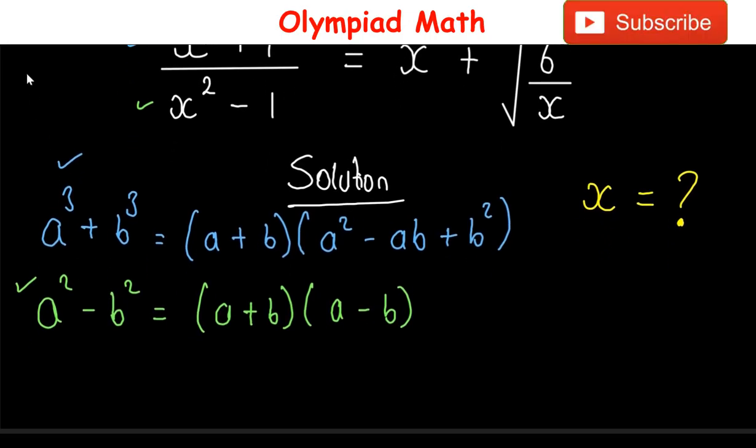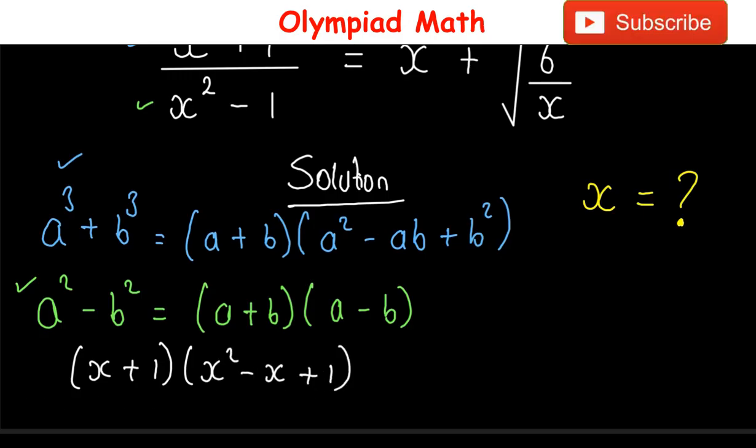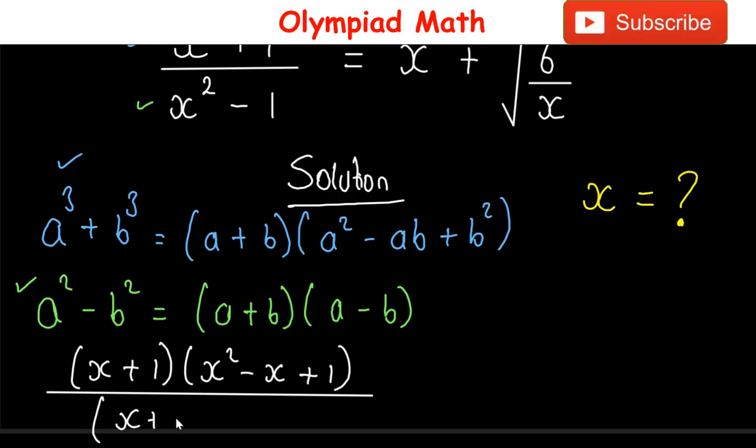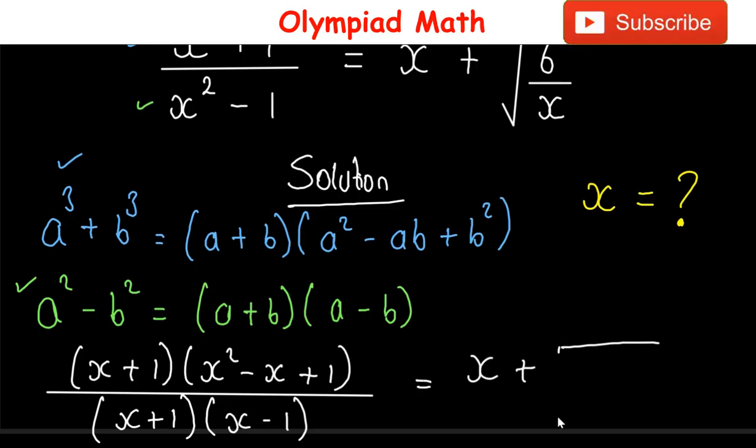So for x^3 + 1, it becomes in brackets (x + 1) into brackets (x^2 - x + 1). Then this is divided by, so for x^2 - 1, this becomes in brackets (x + 1) multiplied by (x - 1), and this equals x plus the square root of 6 over x.